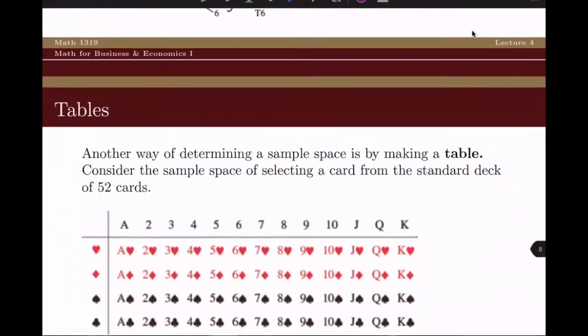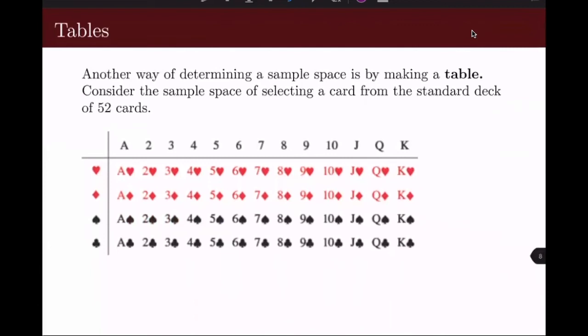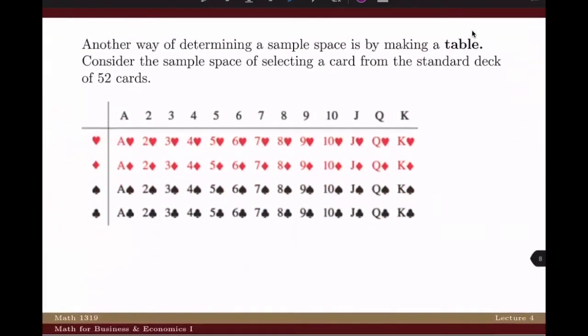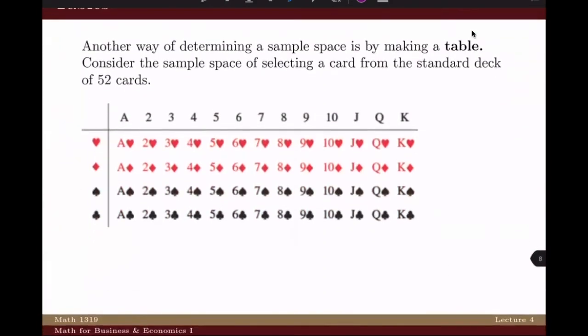Moving on. Another way of determining a sample space is by making a table. So in the previous example, this was a tree diagram. This is a table. Consider the sample space of selecting a card from the standard deck of 52 cards. So we can use this table to also find probability. So we know that there are 52 cards and thus 52 outcomes.